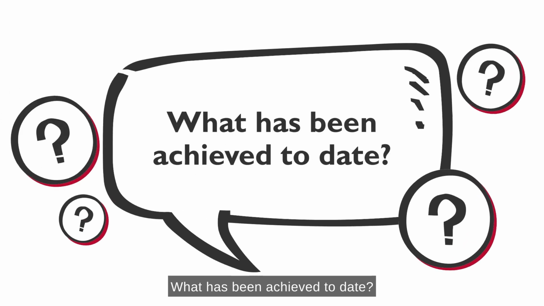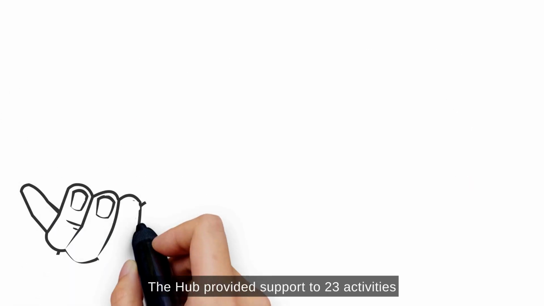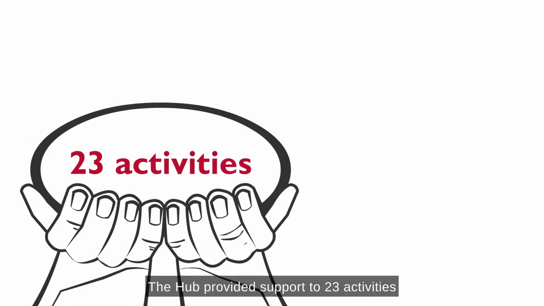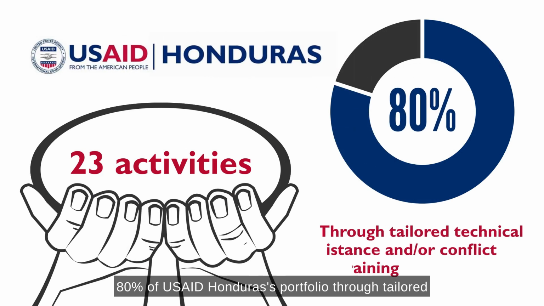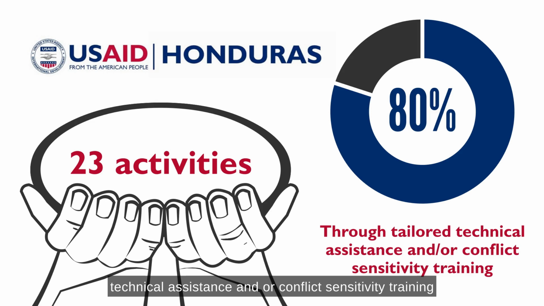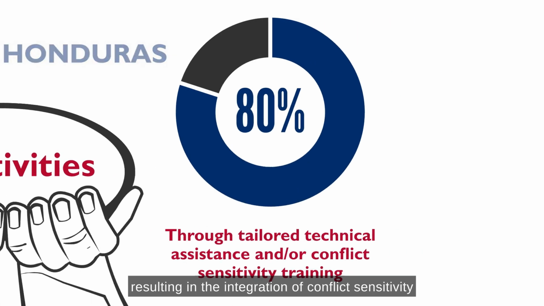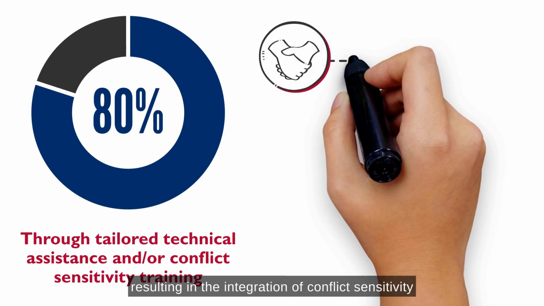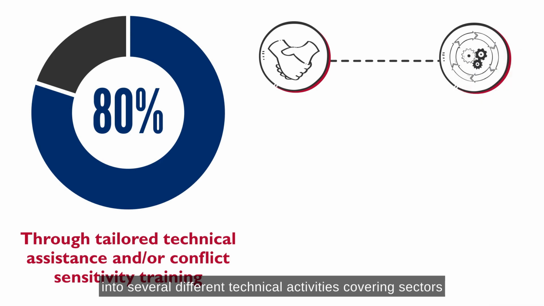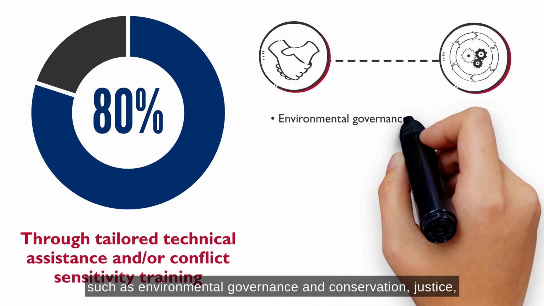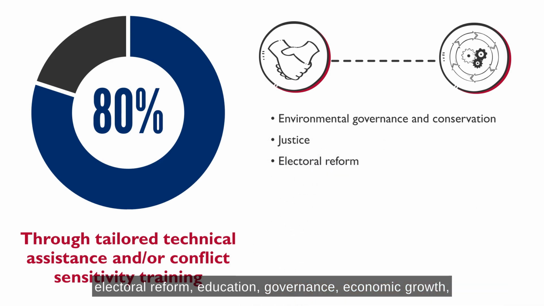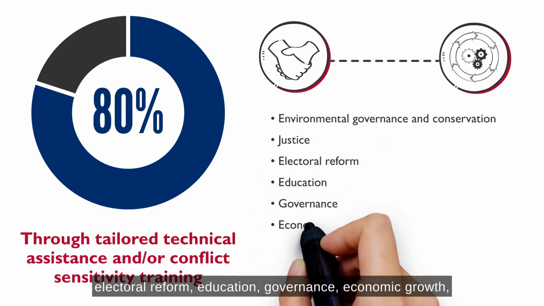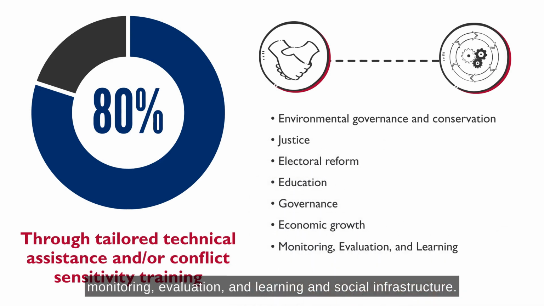What has been achieved to date? The Hub provided support to 23 activities, 80% of USAID Honduras's portfolio, through tailored technical assistance and/or conflict sensitivity training, resulting in the integration of conflict sensitivity into several different technical activities covering sectors such as environmental governance and conservation, justice, electoral reform, education, governance, economic growth, monitoring, evaluation, and learning and social infrastructure.